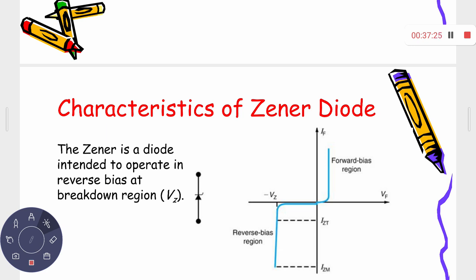Yes, sir. From 0 to minus 10, almost no current, just reverse saturation current, in the range of microampere. And from minus 10 to minus 11, or minus 10 to minus 10.5, the corresponding current variation is pretty large, say from 1 milliampere to 25 milliampere. So the voltage changes by only 10%, say from 10 to 11, and the current changes from 1 milliampere to 25 milliampere. Suppose IZK is 1 milliampere and IZM is 25 milliampere, so that is 25 times.